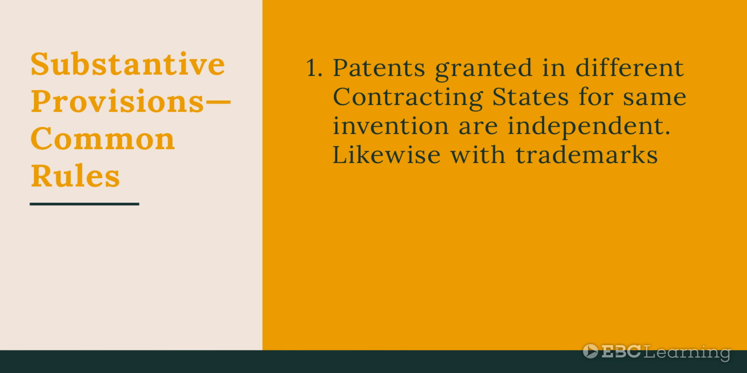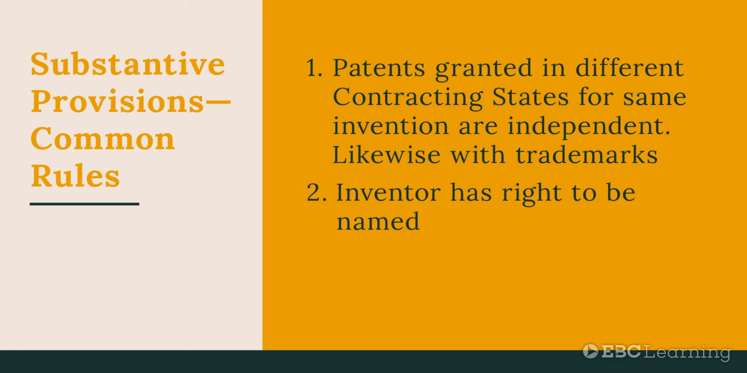And coming to the common rules, some of them worth noting are: patents granted in different contracting states for the same inventions are independent of each other. Likewise with trademarks, that is, registration of a patent or a mark obtained in one contracting state is independent of its possible registration in another country. The inventor has the right to be named as such in the patent.